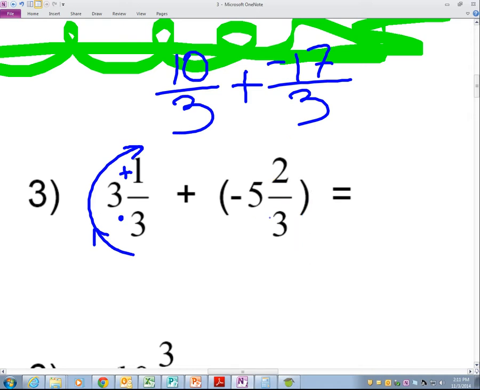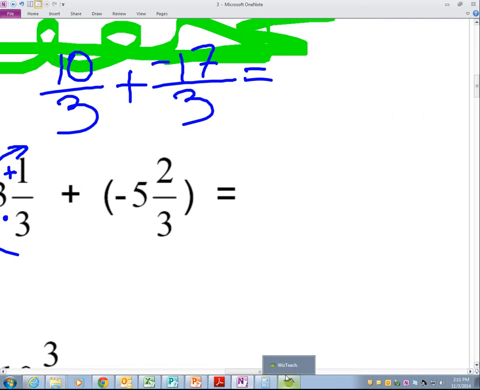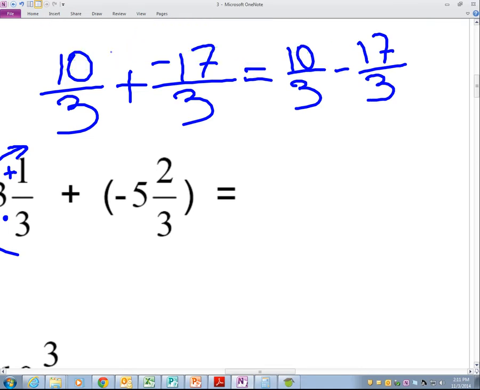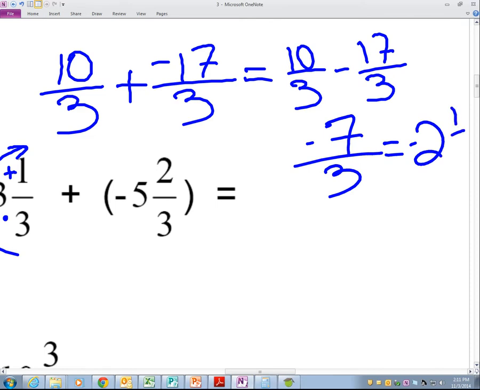Okay. So now we have common denominators, and if we are adding a negative, negative also means opposite, so it's going the opposite of adding. What's the opposite of adding? Subtracting. So I can rewrite this like this. This is just like the additive inverse that a lot of you get confused about. So we have 10 minus 17, which is negative 7. Negative 7 over 3, which comes out to be negative 2 1/3.